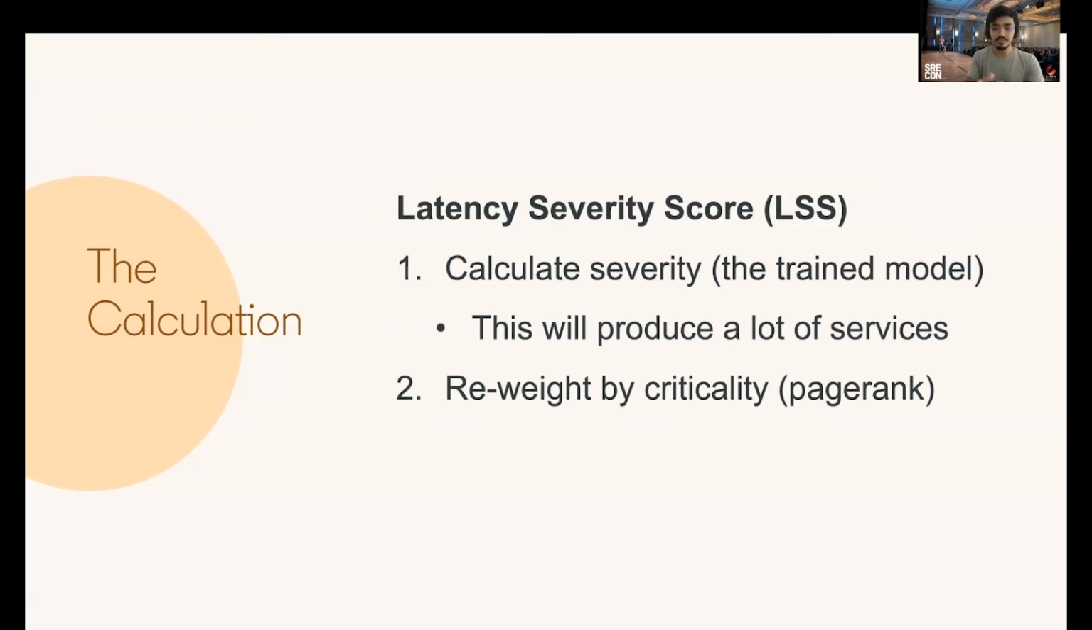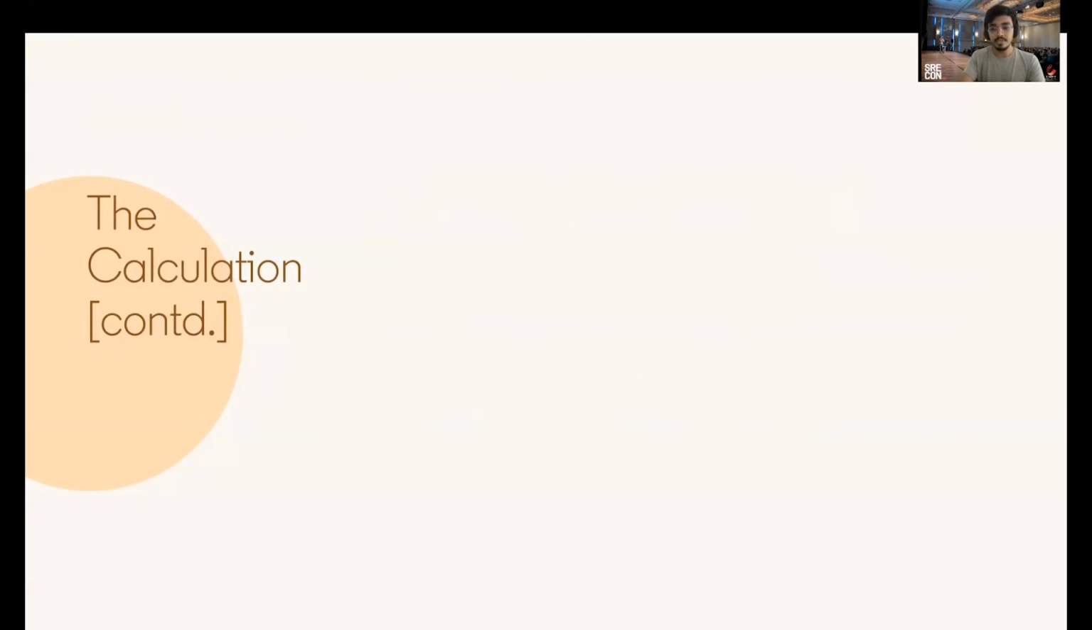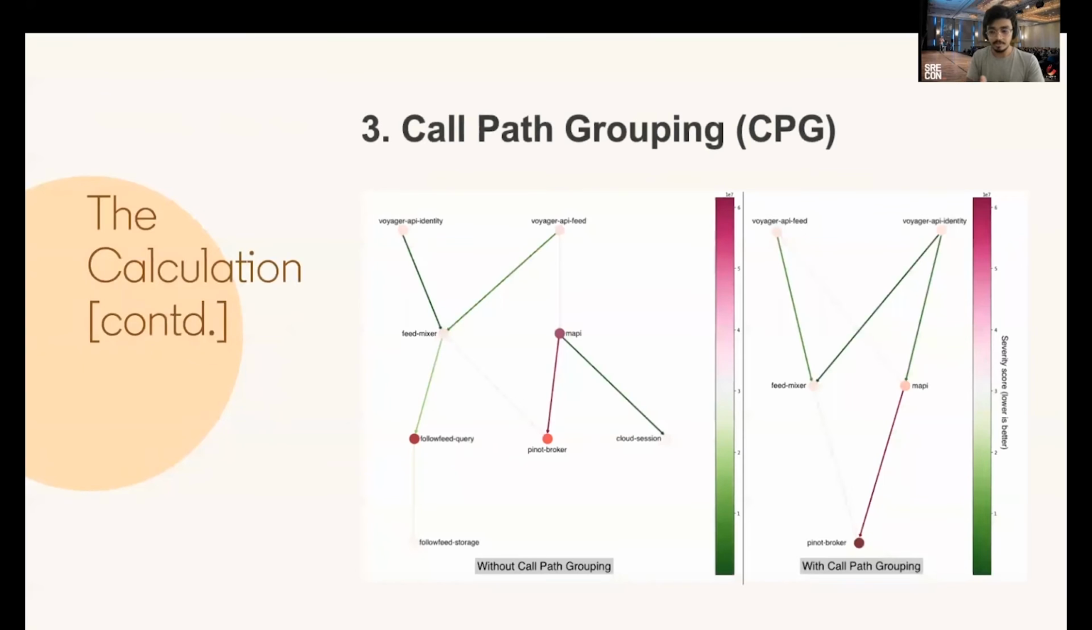So what this means is if a service is important, is getting called by a lot of other services, that service's severity score will be bumped higher. So PageRank, basically, we rate by criticality of the service. After that, we do something called call path grouping.